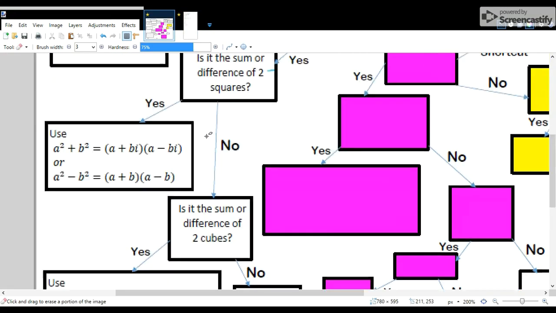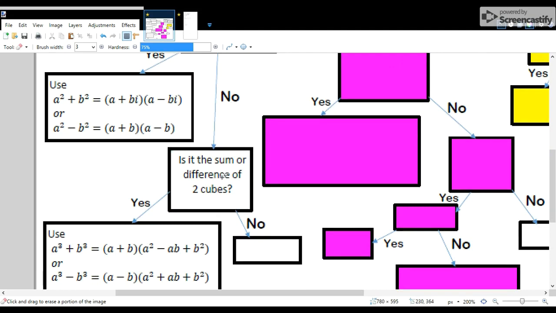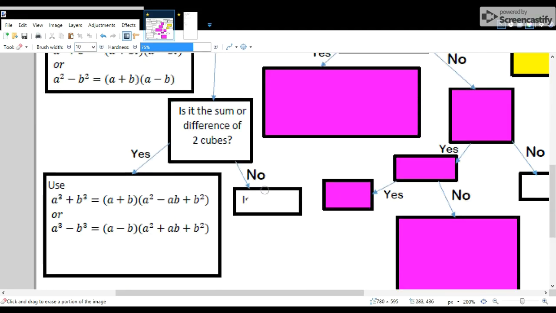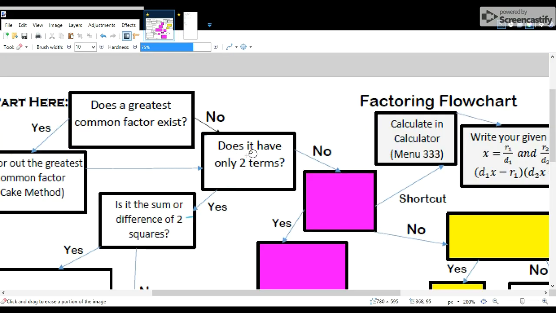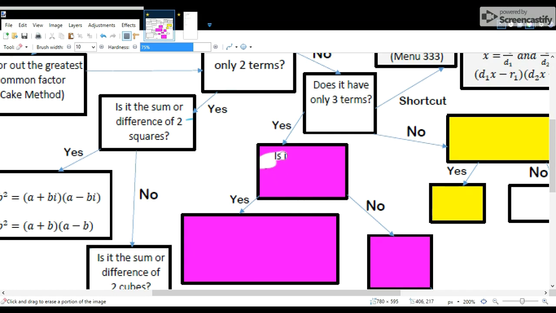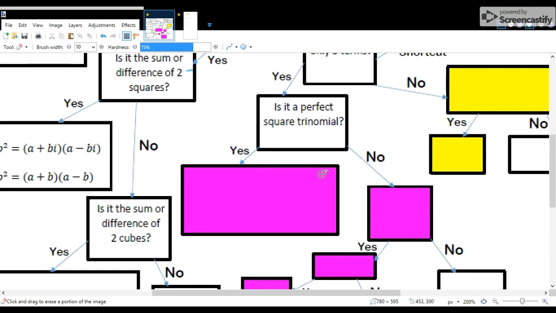And if that is a no, if it's not a sum or difference of squares or cubes, if it's neither of those, then ask, is it prime? Is it unfactorable? Okay, so we looked to see if it had only 2 terms, but what if it doesn't? The next question you would ask on your flowchart would be, does it have only 3 terms? And if it's a yes, is it a perfect square trinomial? Basically, can you find a perfect square at the end of this trinomial? If so, see if it fits this equation.